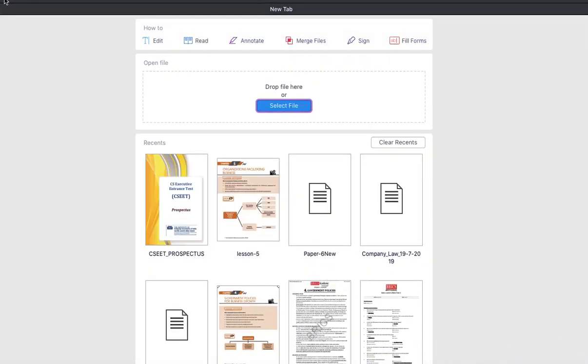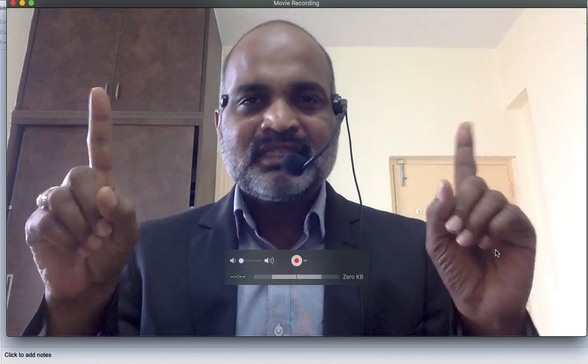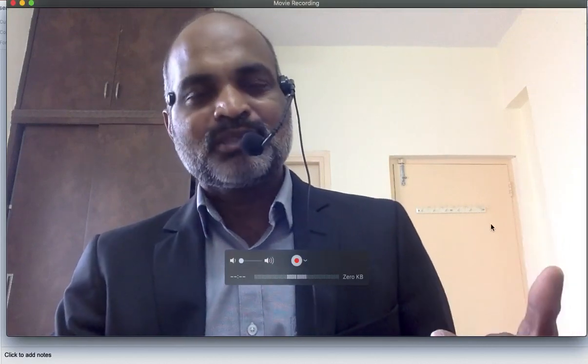How many levels do we have? Three levels. The entrance test is just an entrance examination. There are 4 papers, and every quarter there is an examination. Then once you clear this, you will register for CS Executive. In CS Executive there are 2 groups, Group 1 and Group 2. I'm going to show you that. And later on we have CS Professional.